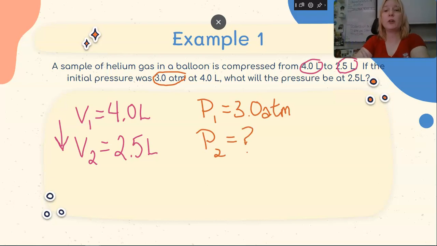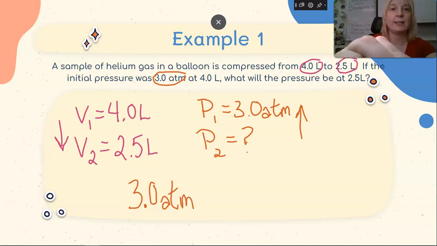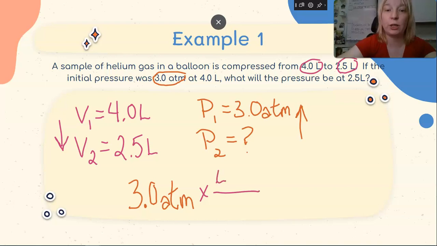So to figure out what P2 is, first I need to figure out if the pressure should increase or decrease. I know that the pressure is inversely proportional to volume, which means that whatever volume does, pressure should do the opposite. Since the volume is going down, pressure is going to need to go up. So to increase my pressure, I'm going to take my initial pressure and multiply it by the relationship between the two volumes. Since I want pressure to go up, I'm going to put the larger volume on top and the smaller volume on the bottom. If I wanted pressure to go down, all I would need to do is flip these.